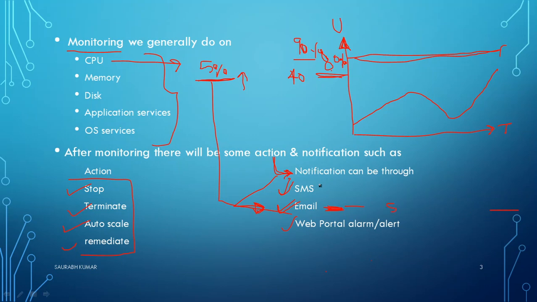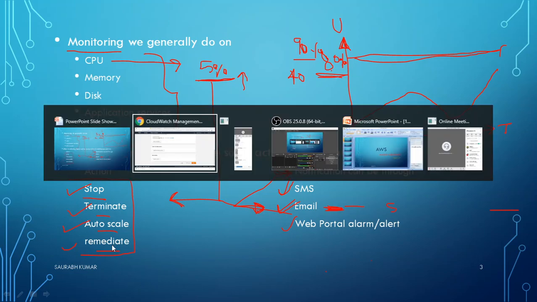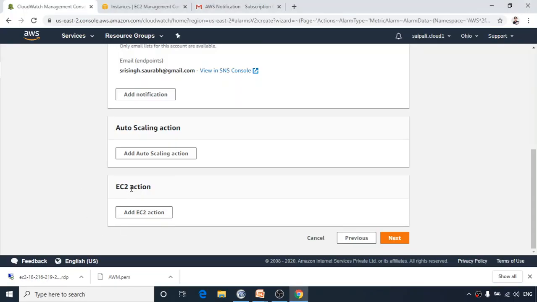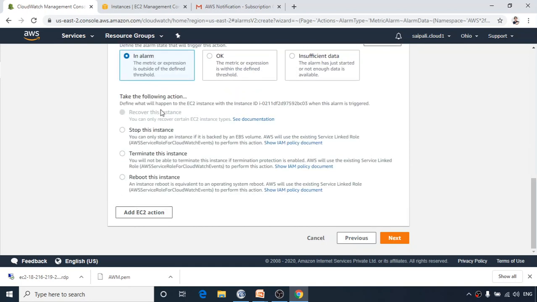srisingh.saurabh@gmail.com, and I want to also have an action. So what action do you want to take? Actions can be stop, terminate, auto scale, remediate. What action you want to take now? So that is what now we are going to set here. EC2 action. So let's go to add EC2 action and you see these are the options related to the in alarm setting.